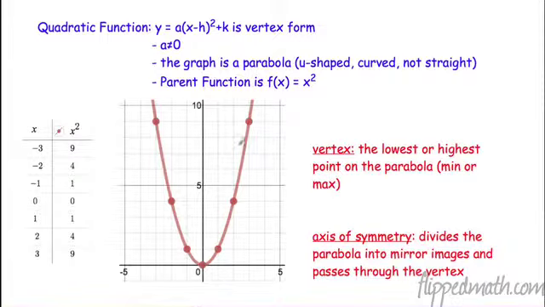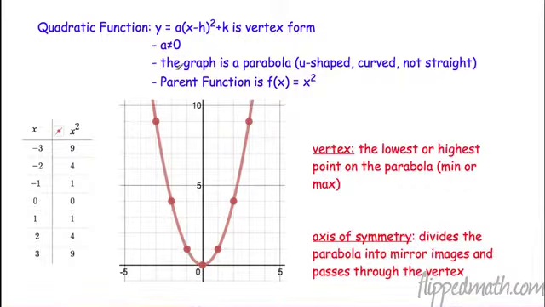So here we go, quadratic function. Y equals a times x minus h squared plus k is vertex form. A cannot equal 0 because if it's 0, that's all gone. But we're going to have numbers for a, h, and k. The x and the y, of course, are going to stay like always.